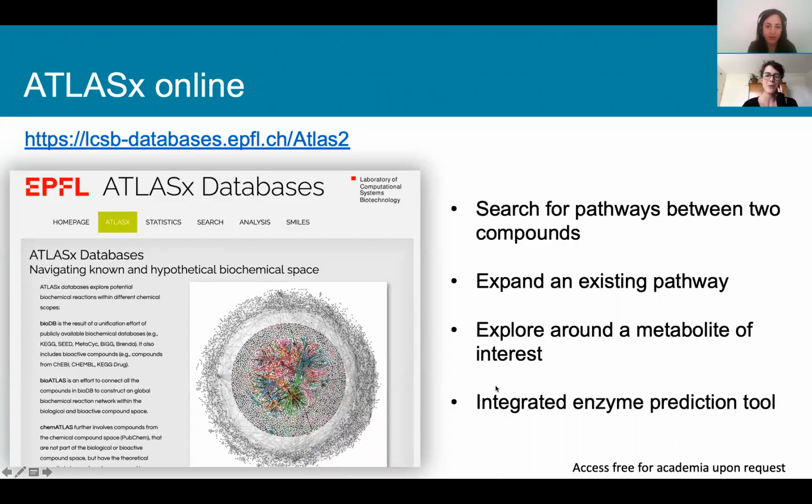And also, very importantly, we have the enzyme prediction tool that is also integrated in this platform. So whenever you find a novel reaction, you can quickly check if there's maybe an enzyme that could do the job. Yeah, it's maybe not yet at the level of Google Maps, where you can look at it in a very super user-friendly way, but I think it's a first step in a good direction.